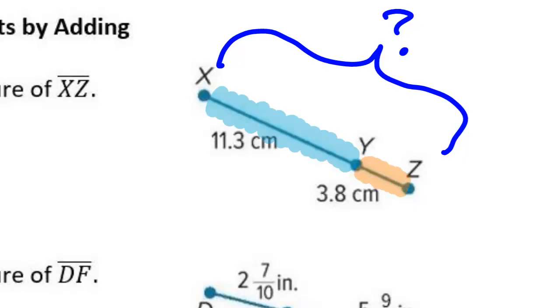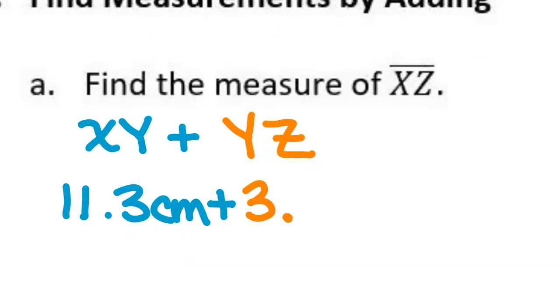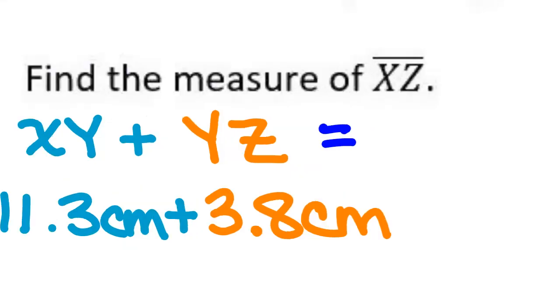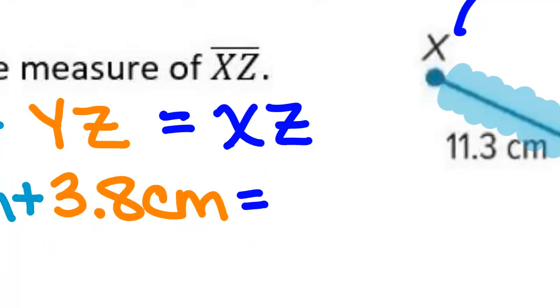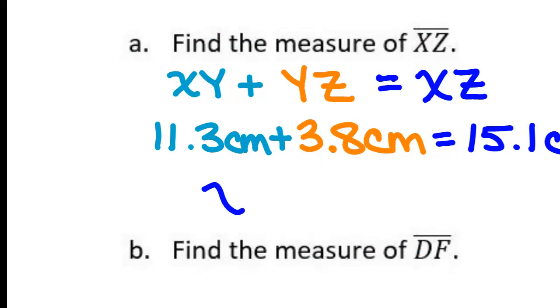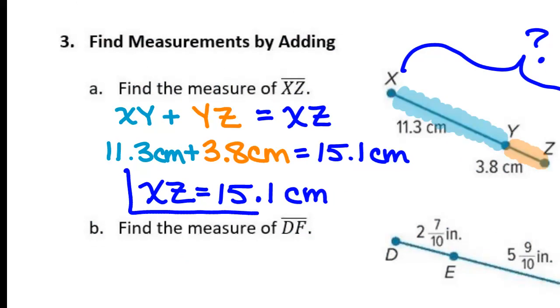This is the line segment right next to it, YZ. How big is segment YZ? 3.8 centimeters. And those 2 smaller segments together make XZ. Well, what do I get if I add 11.3 and 3.8? 15.1 centimeters. So XZ equals 15.1 centimeters.